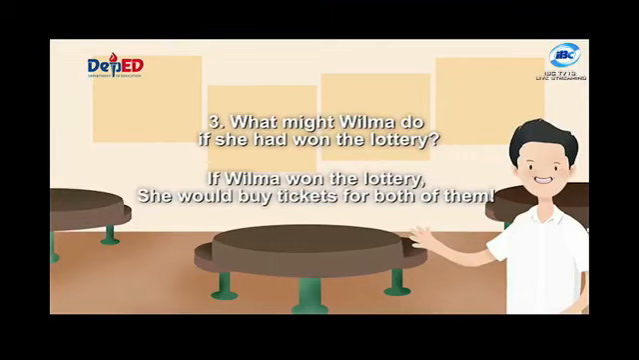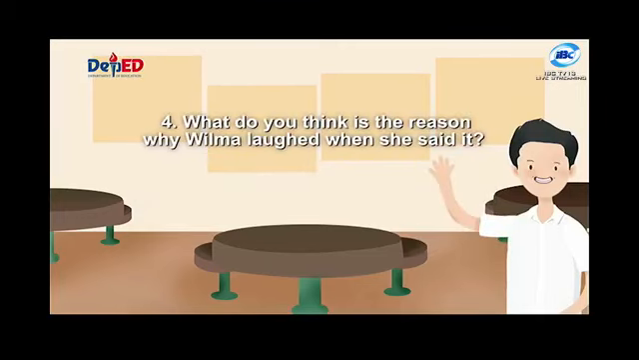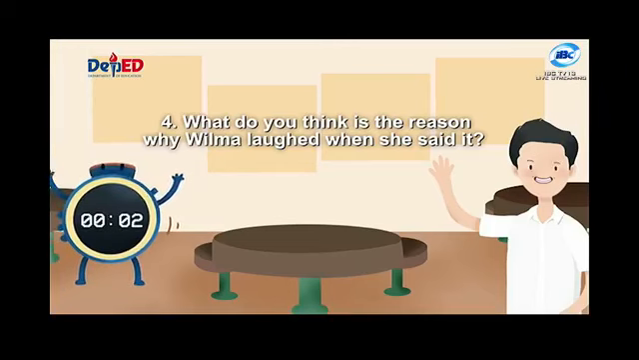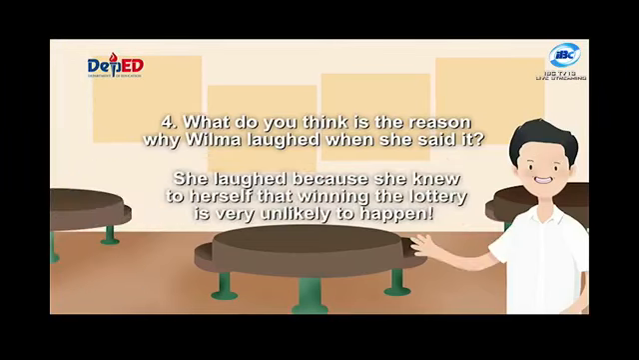You're doing good so far. Let's try the next one. Number 4. What do you think is the reason why Wilma laughed when she said it? You nailed it! She laughed because she knew to herself that winning the lottery is very unlikely to happen. Keep it up! Let's try the last one.